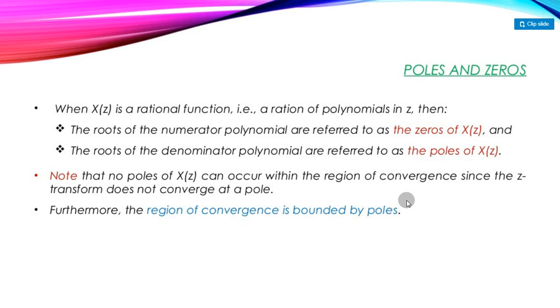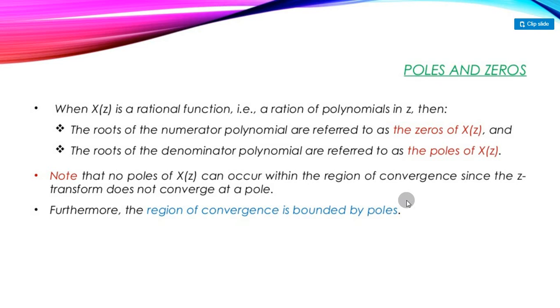So the existence of the region of convergence will be bounded by the poles, because at poles the Z transform is not going to converge. So the number of poles and the position of the poles are very important to understand how we use the Z transform, or how we conduct the region of convergence property.